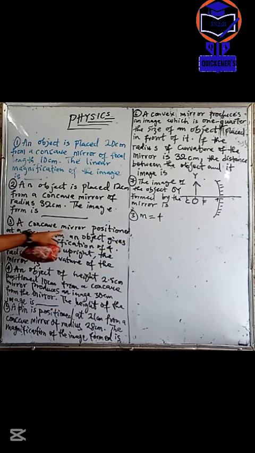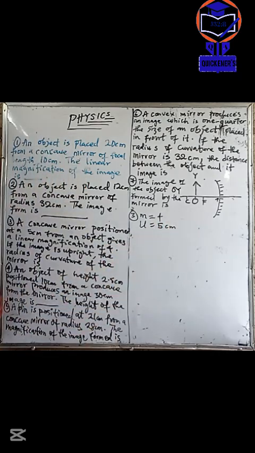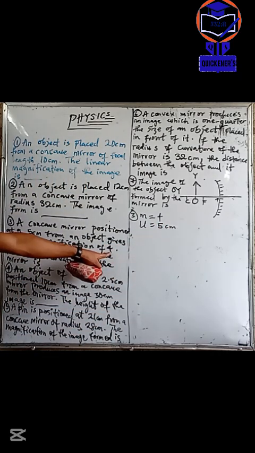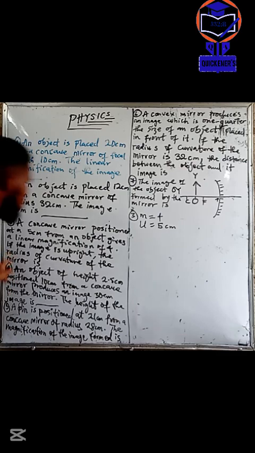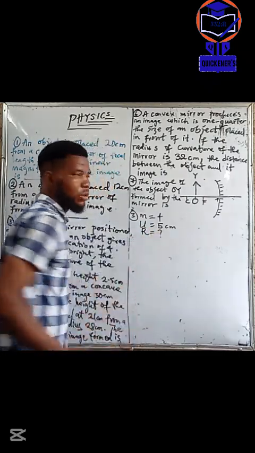So a concave mirror is positioned 5 centimeters from an object. The object distance is 5 centimeters, and the mirror has a linear magnification of 4. The next thing is the radius of curvature of the mirror, so now we are looking for the radius of curvature.